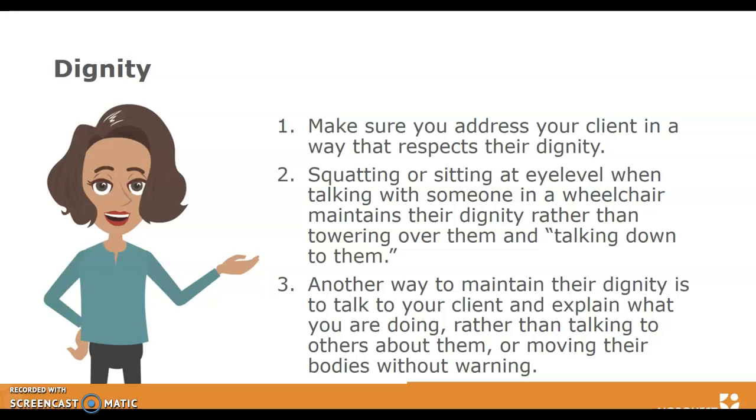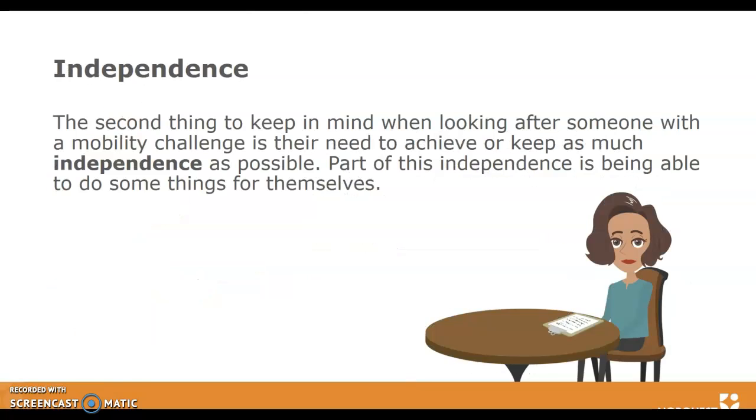The first thing to keep in mind when communicating with someone with a physical disability is to maintain your client's dignity. Make sure you address your client in a way that respects their dignity. Avoid using terms of endearment that are used with children. If you are talking to a mature adult, this means using their title and last name, unless they ask you to call them by their first name. Good morning, Mrs. Jones. How are you today?